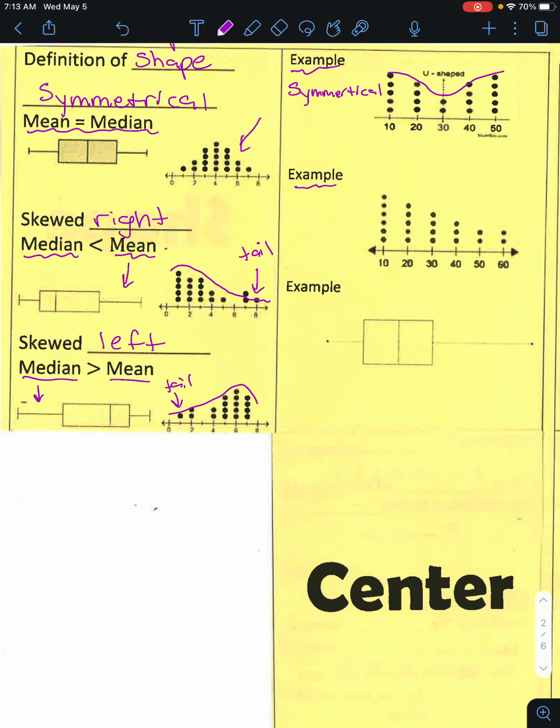Example number 2. Again, you want to notice where your tail is. This is the tail, and it's on the right-hand side. So it would be skewed right. Describing the shape of this box plot, you look for where the longer whisker is. The longer whisker is on the right-hand side, and therefore it would also be skewed right.